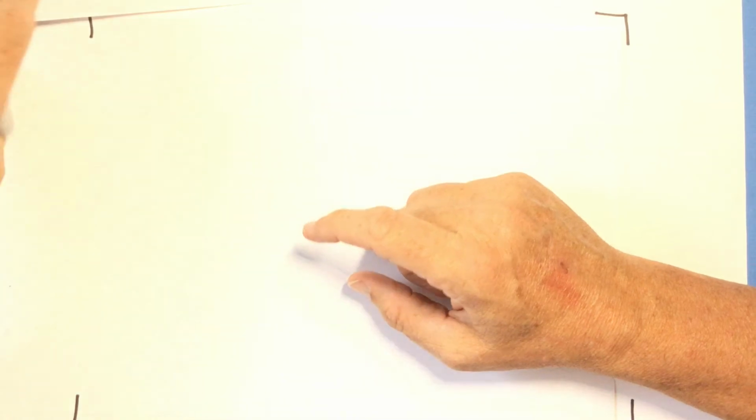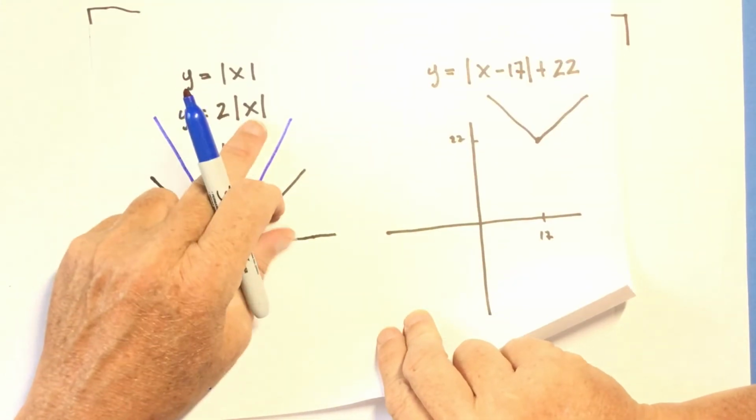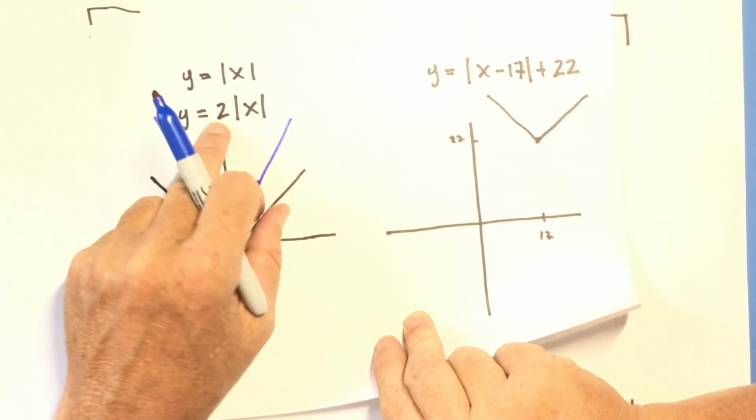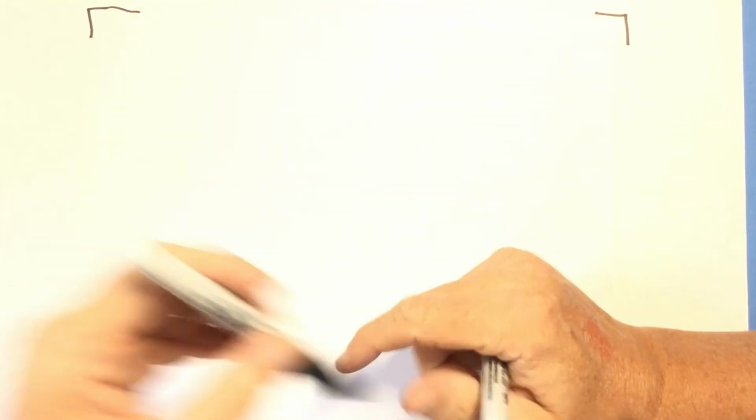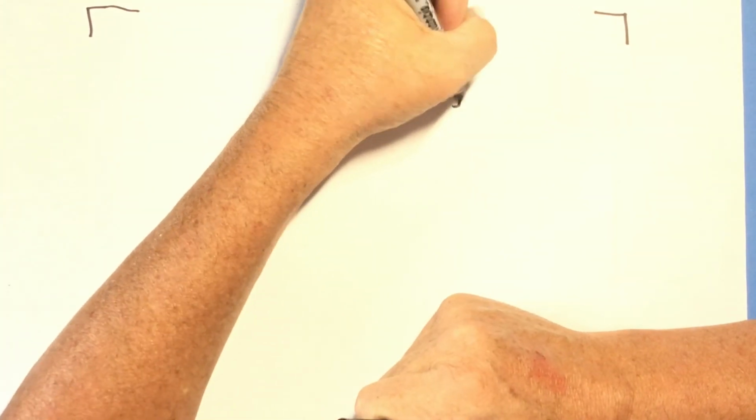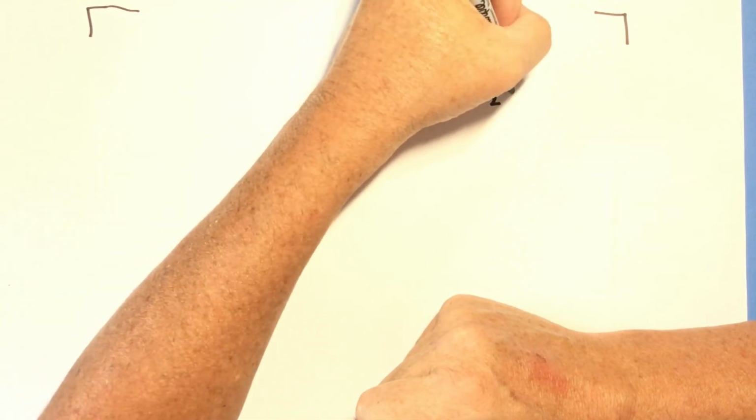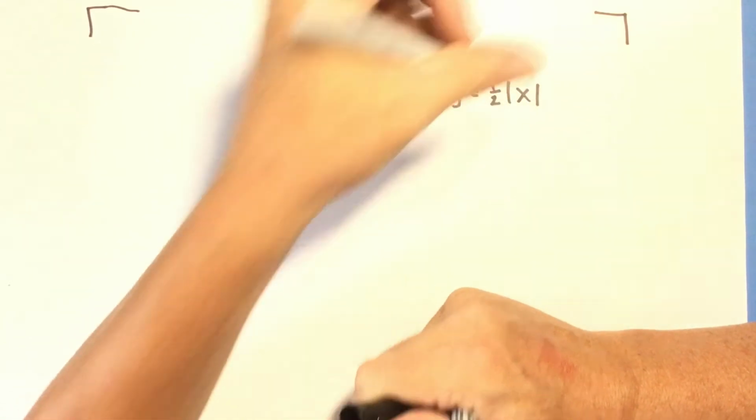Oh wait, no. Before I multiply a value in there, let's multiply this value by a number that's less than 1. So let's look at what happens when I have this equation right here. y equals 1/2 the absolute value of x.